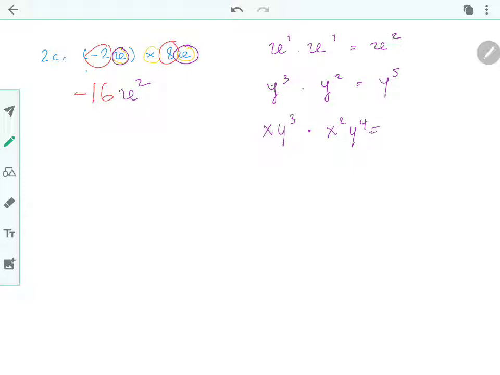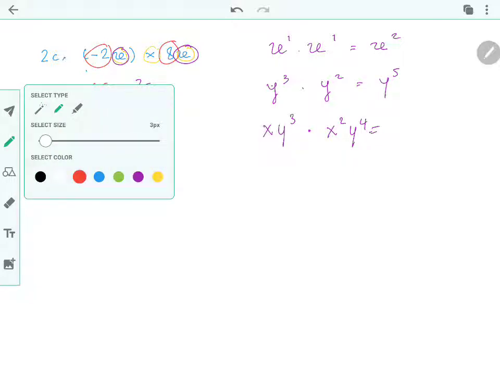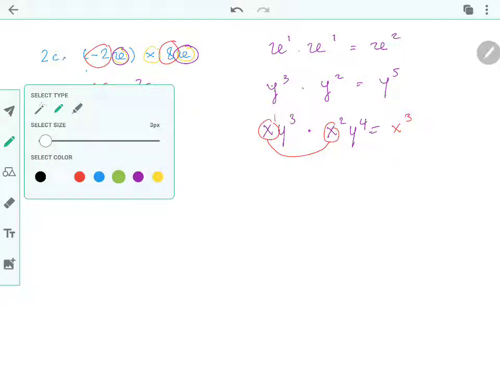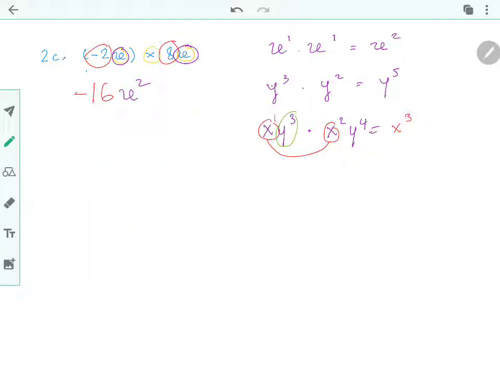Now start with the x first. Here the x here, and the x here, so x to the power of 1 times x to the power of 2 equals x to the power of 3. While we have y to the power of 3 multiplied by y to the power of 4, just add the exponents together. So 3 plus 4 is y to the power of 7. So x to the power of 3 times y to the power of 7. So that's the final answer.